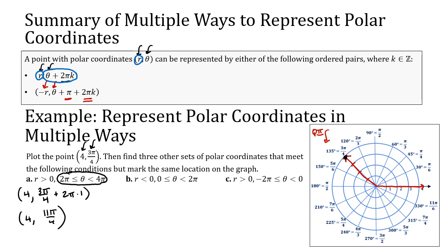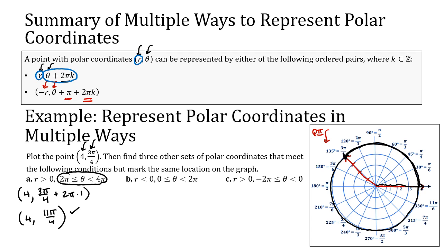If I start on this polar axis and I go around to 3 pi over 4, and then I add a whole other rotation, so I'm going all the way around to 2 pi, sure enough, I do end up in that same location. So that one checks. Let's do part B.